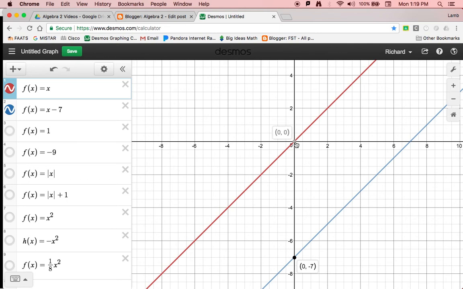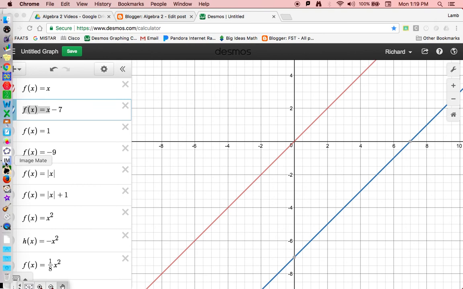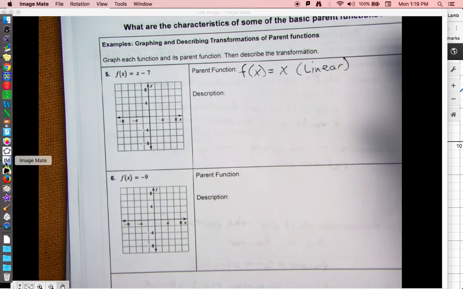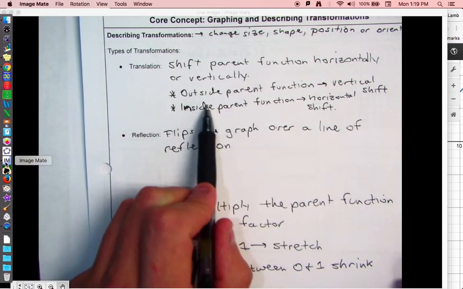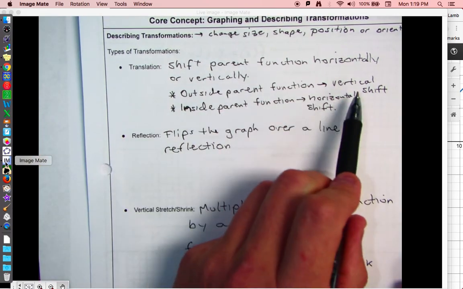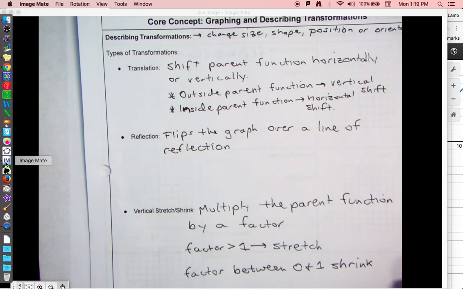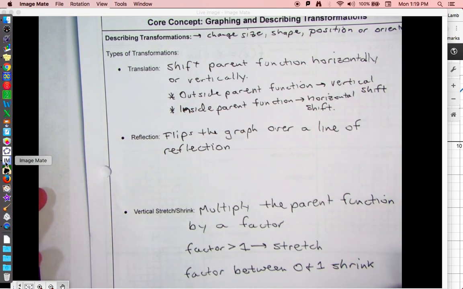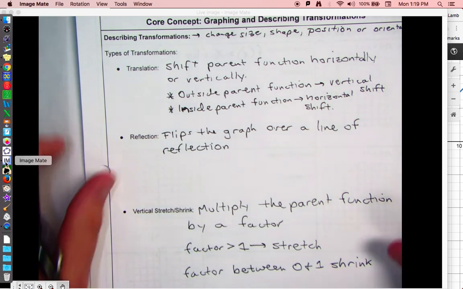Notice that my parent function is f of x equals x, and then outside of my parent function, separate, I've got the minus 7, and it's a vertical shift. That goes back to what I had mentioned on the previous page. Outside the parent function, vertical shift. So if you add or subtract something off to the side, that's going to go up or down. Okay, let's graph these two things real quick.